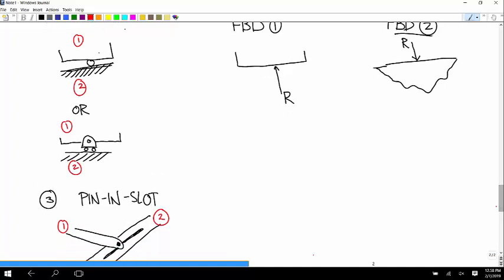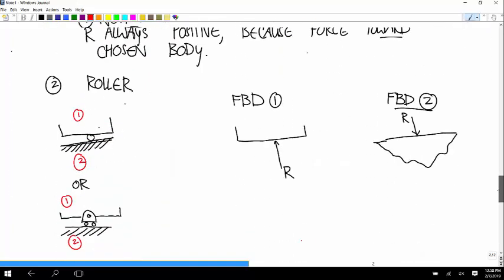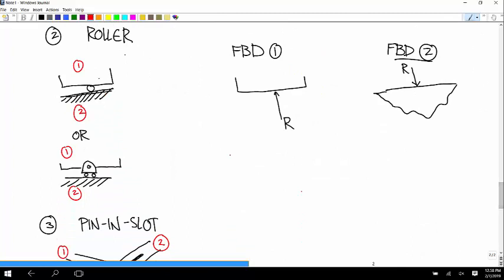Oh, one thing before I draw these, the roller has the same thing going on that the frictionless contact did. So notice R has to be positive here too. Because just like frictionless contact, rollers can't pull the thing back if it tries to jump off the ground. Okay.